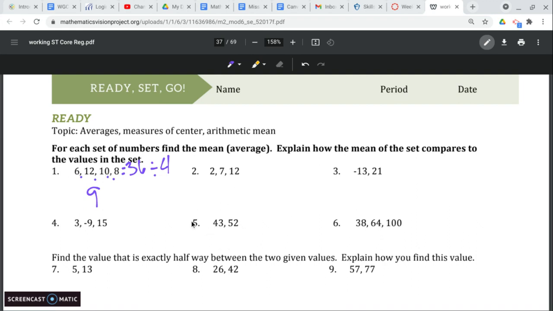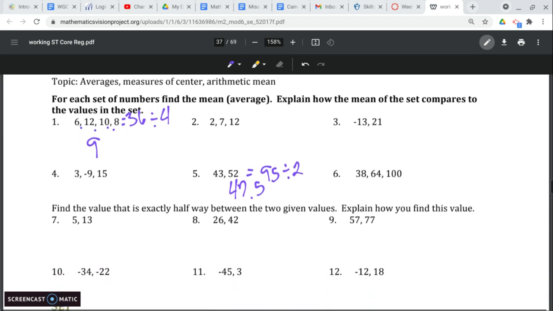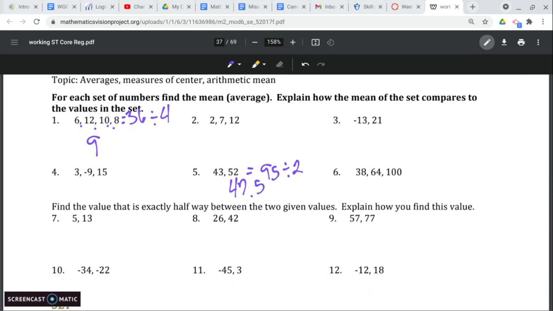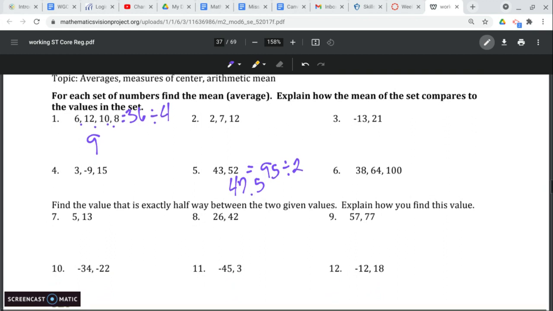Now, on one like number 5, there's just 2 values. Guess what? You just add the 2 values together. So 43 plus 52 is 95. We divide by 2 because that's how many there are. So we end up with 47.5. So that's what it looks like when we're finding the mean or average.